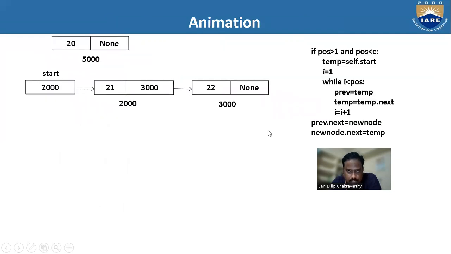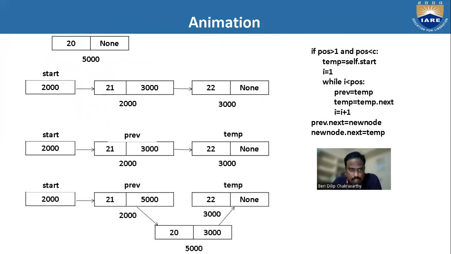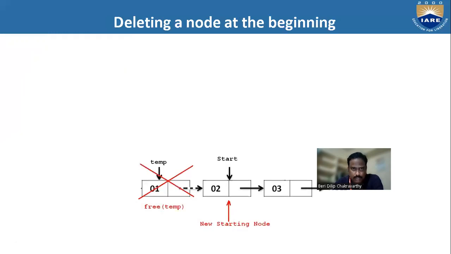Okay. Observe the animation, you will get a clear idea. So this is my list, 21, 22. And now I'm trying to insert 20 in between 21 and 22. I'm reading the position. In between those two nodes, I'm inserting my node. The address of 5000 is placed here and the address of 3000 is placed here. Okay, this is about single linked list insertion.